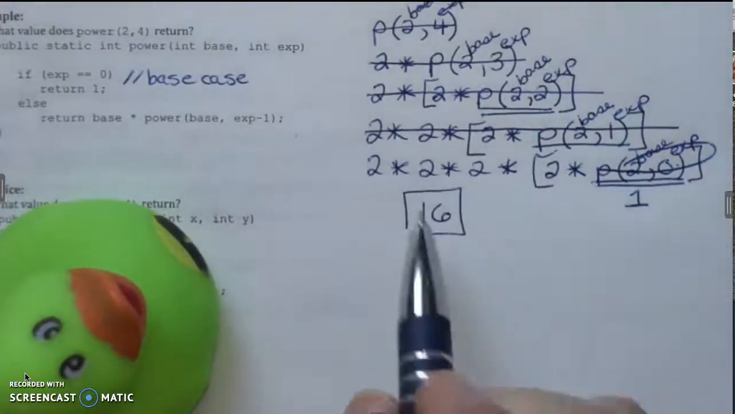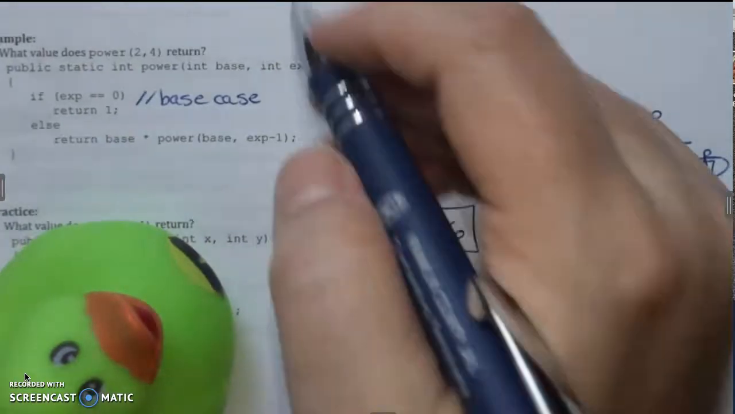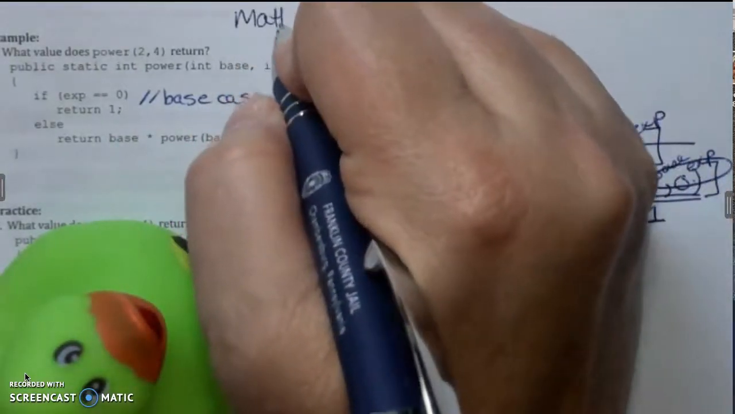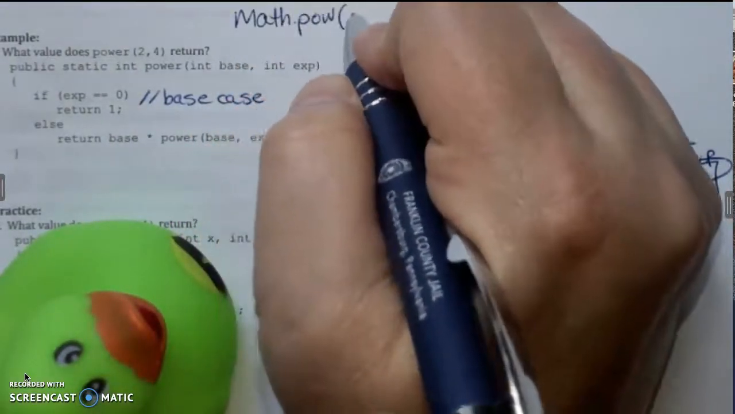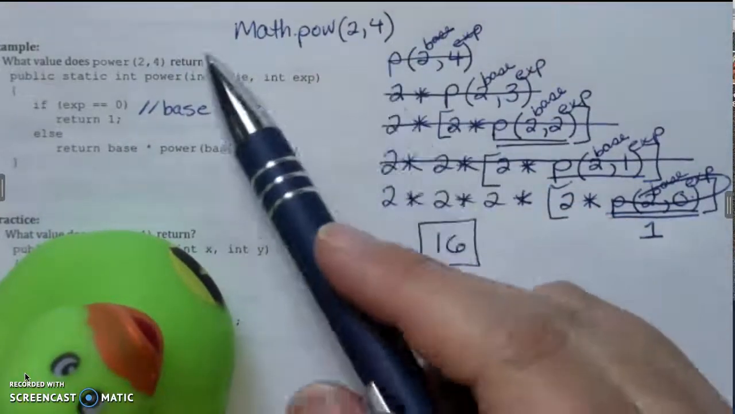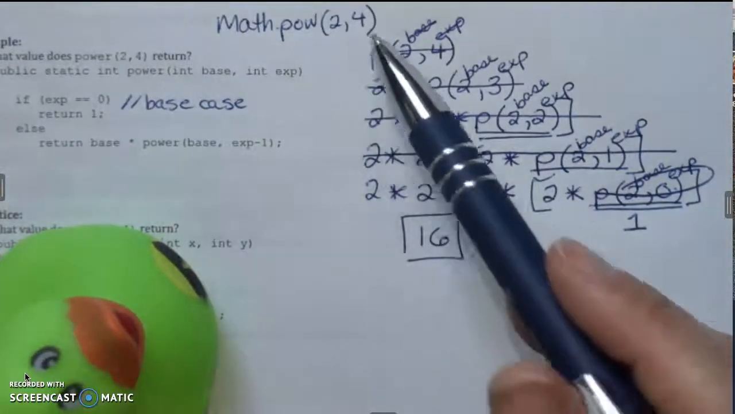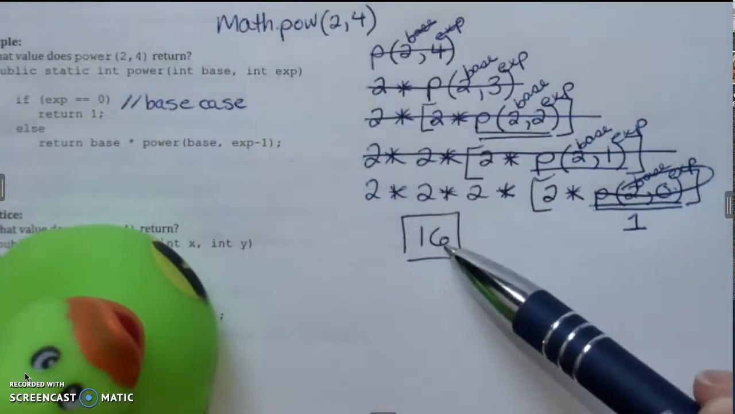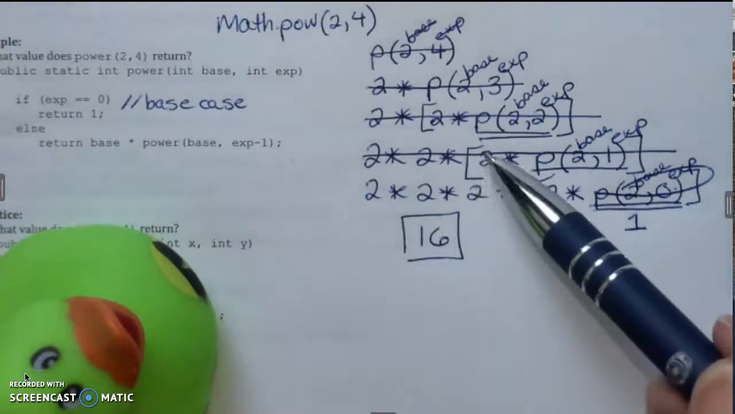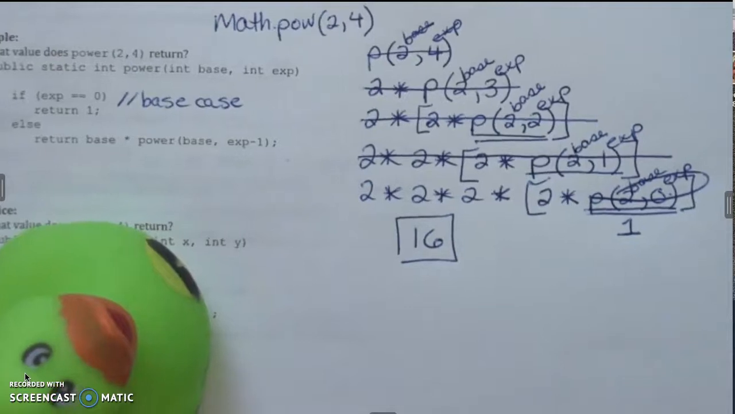And so this could be how the Math.pow method is written. When you call 2 to the 4th, of course this one's called power, but it is doing 2 to the 4th. And had I stopped one above, I would have gotten 2 cubed, which is 8.